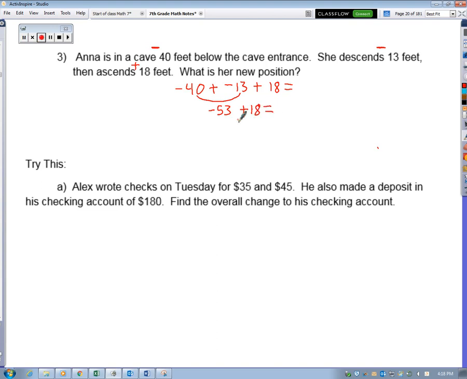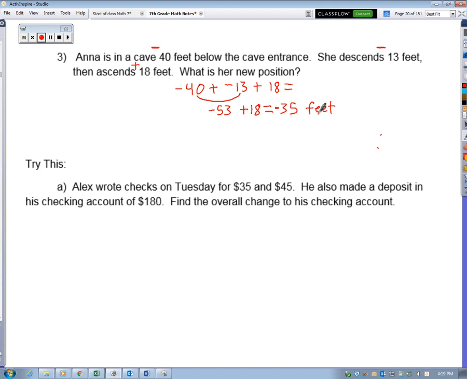Now these two are different, so we need to subtract them. And when we subtract those two numbers, that is going to get us 35. Now we have to decide if it's positive or negative. The negative 53 has a bigger absolute value. It's further from 0. So this answer is going to be negative since that had the bigger absolute value. All right, negative 35 feet is her new position. All right, she is 35 feet below the entrance of the cave now.